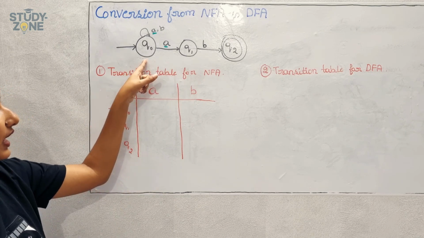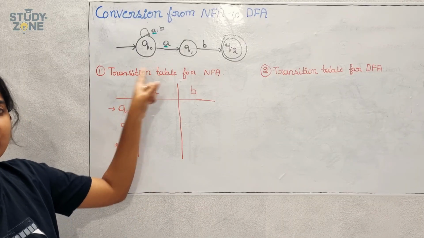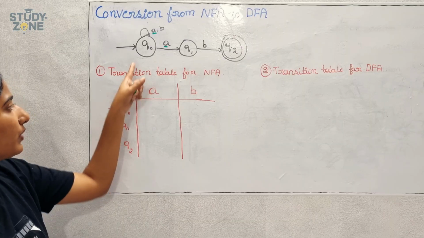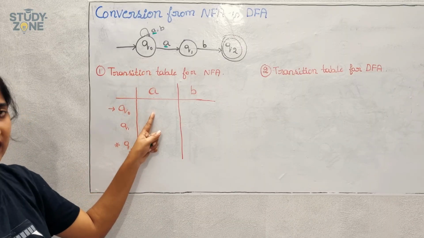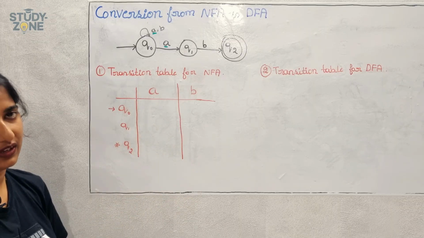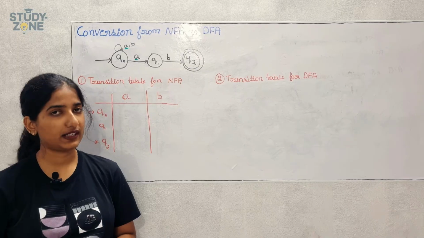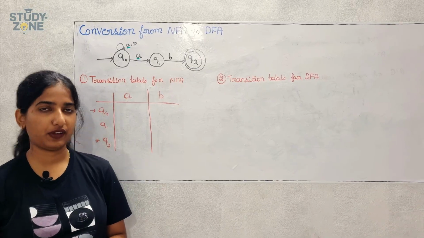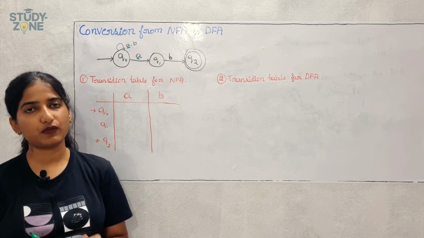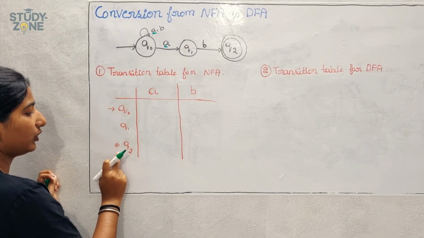If it is a DFA, there should be only one transition for one state and one input symbol, right? So now we have to write the transition table for the NFA. This is the first step to convert NFA to DFA. So let's write the transition table. To write the transition table for the NFA, what we have to do is the same as what we do for a DFA.